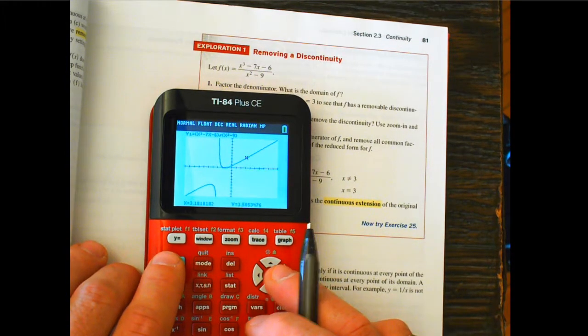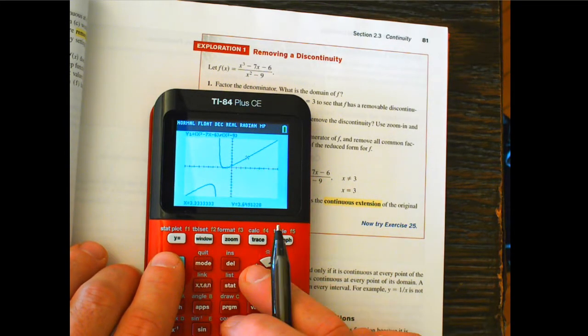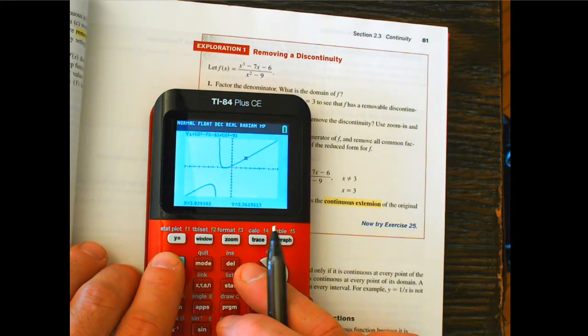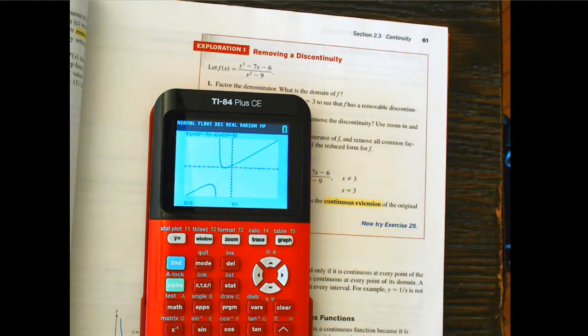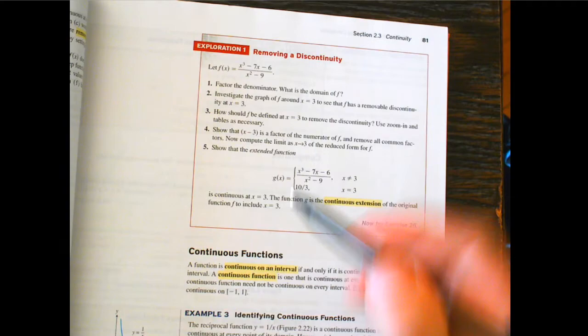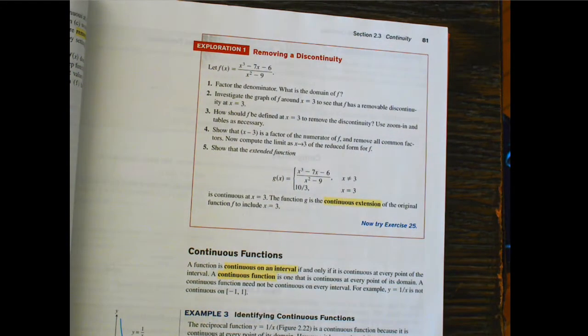If I keep tracing and go left, go right, the function is defined everywhere around 3, but not at exactly 3. So that is how we can show for number 2 that f has a removable discontinuity at 3. How do I find what the value is to remove the discontinuity?